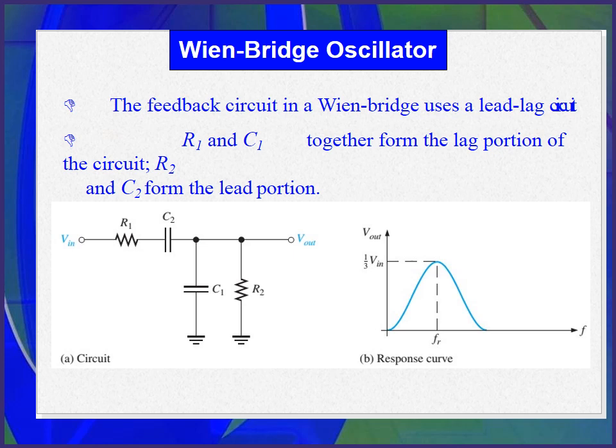As the frequency increases, XC2, that is capacitor 2, decreases, thus allowing the output voltage to increase. At some specified frequency, the response of the lag circuit takes over and the decreased value of XC1 causes the output voltage to decrease. The response curve for the lead-lag circuit shown in figure B indicates that the output voltage peaks at a frequency called the resonant frequency.